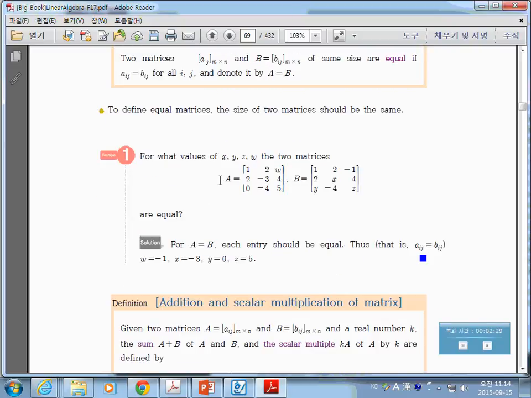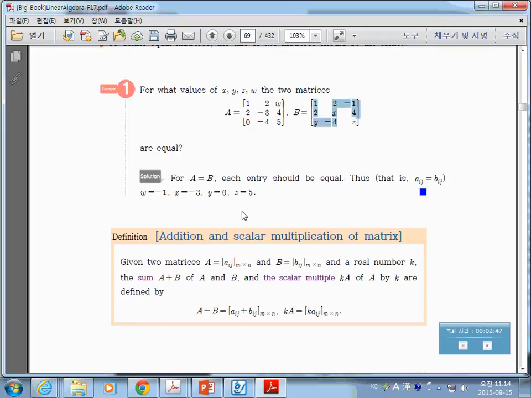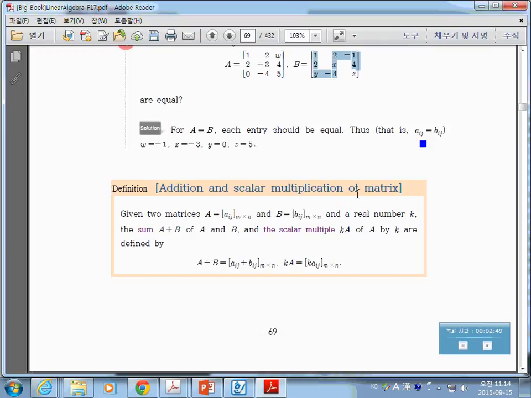So suppose these two matrices A and B are equal, then what are the values of x, y, g, and w? w should be -1, x should be -3, y should be 0, and g should be 5.